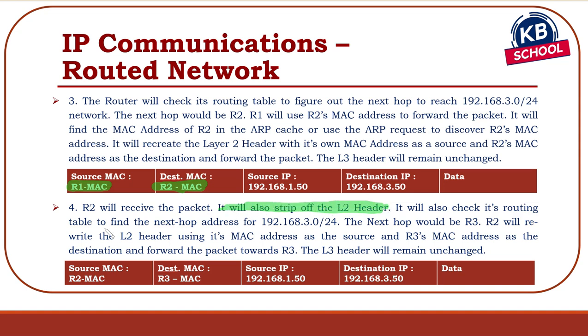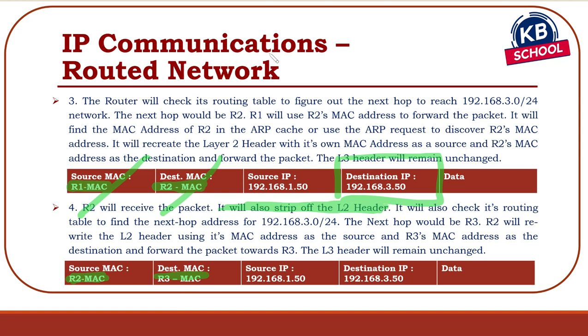It will also check its routing table once this is gone. It checks the routing table and sees 3.0 is reachable via R2. So it'll find the next hop address for 3.0 in the routing table. The next hop would be R3. R2 will rewrite the layer 2 header using its own MAC as the source MAC, and R3's MAC as the destination MAC.